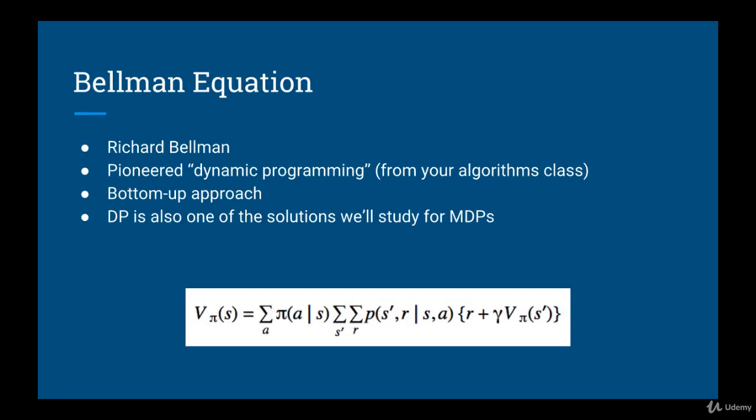This recursive equation has a special place in reinforcement learning, and it's the equation from which all the algorithms we learn are based. It's called the Bellman equation, named after the famous mathematician Richard Bellman. Bellman pioneered the technique known as dynamic programming, which you may have learned about in your algorithms class. It's related to recursion, but it's efficient since it builds up the solution using a bottom-up approach. In fact, one of the techniques we'll learn about for solving MDPs is called dynamic programming.